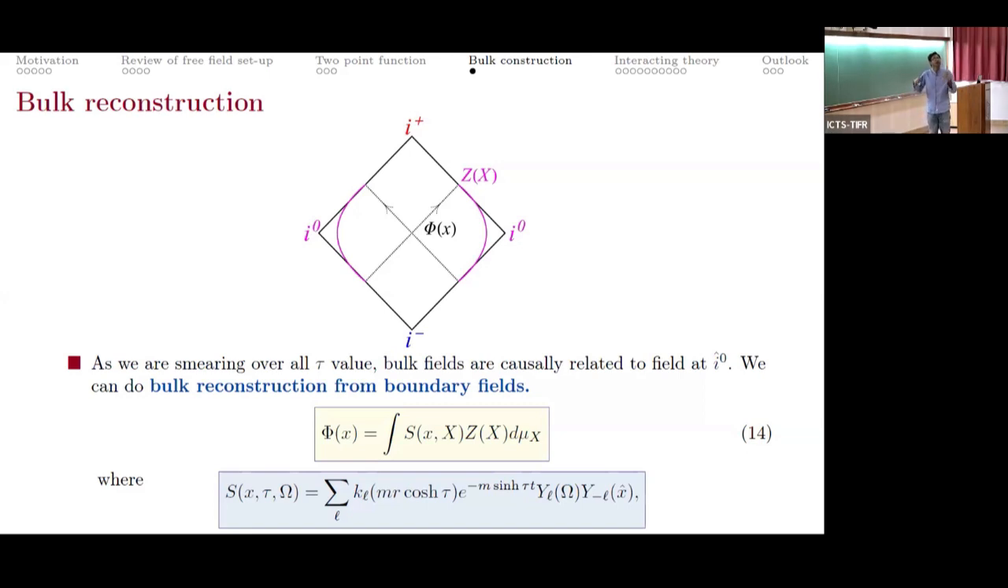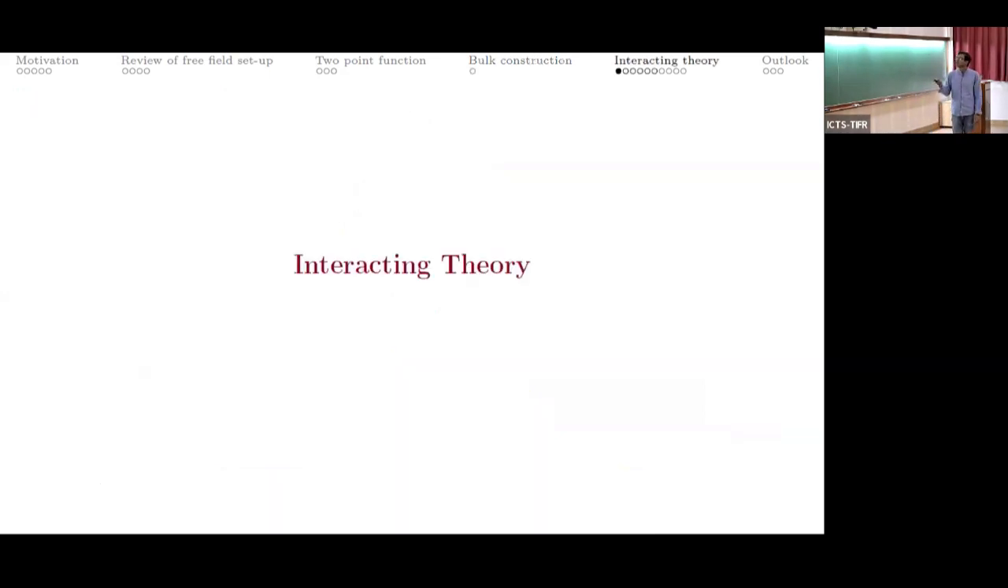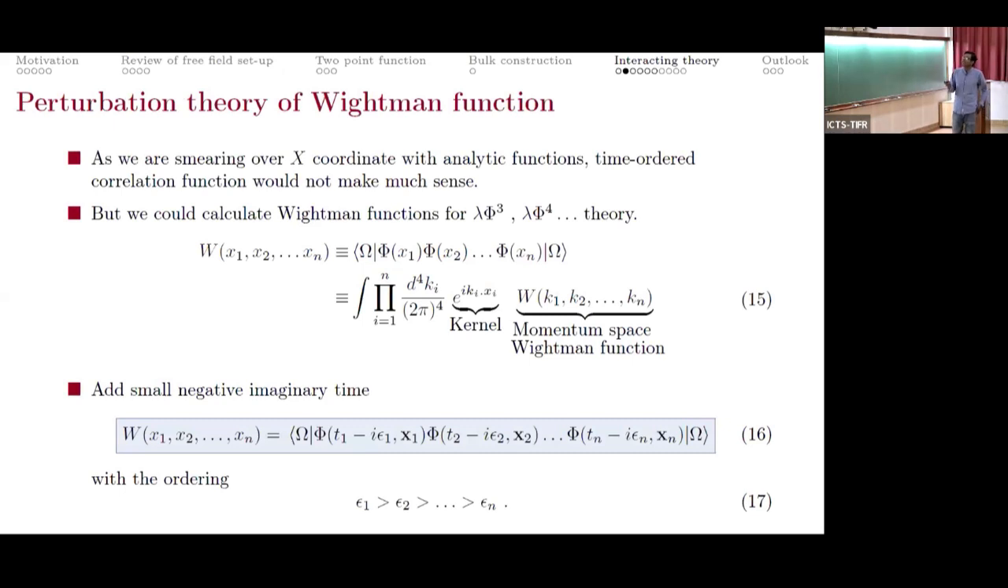So you can do some bulk reconstruction: you have some field here in the bulk, and you can construct it with this kernel. S is some kernel. Z is some boundary field living on this I hat 0, and you have some kernel, and when you integrate it, you get some bulk field. Up to this, it is a free field construction. But the real question is, can you construct some interacting field theory with this Z x? Let's study.